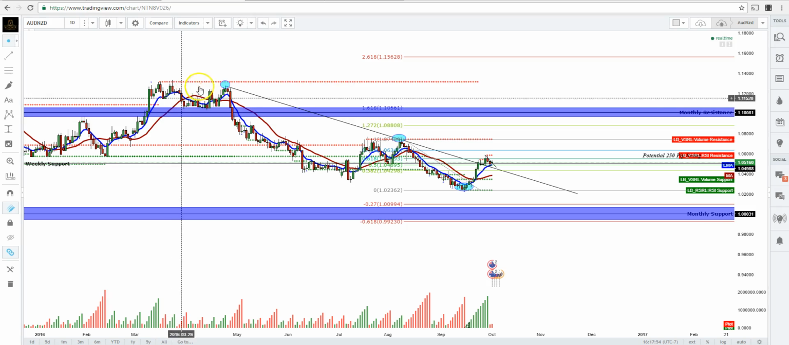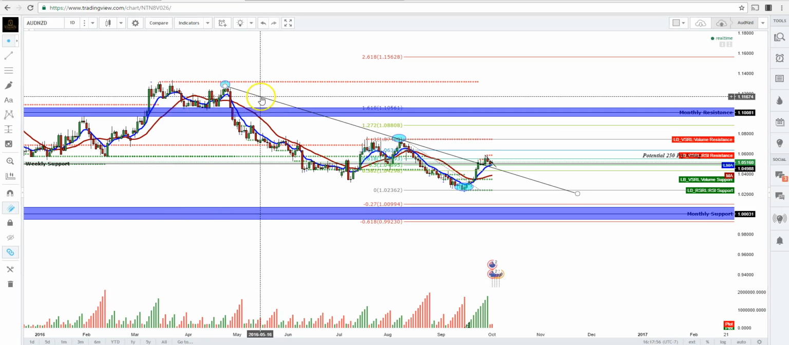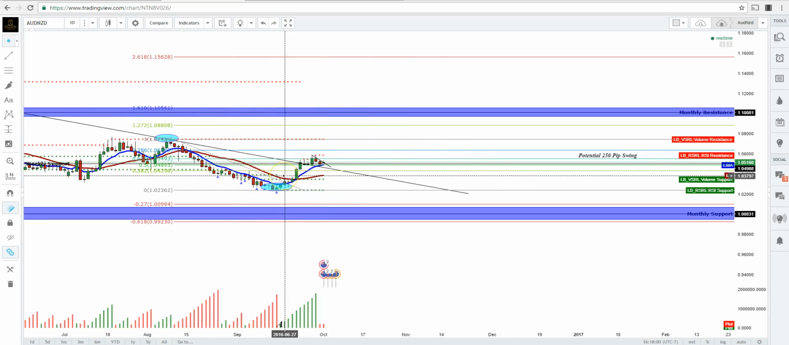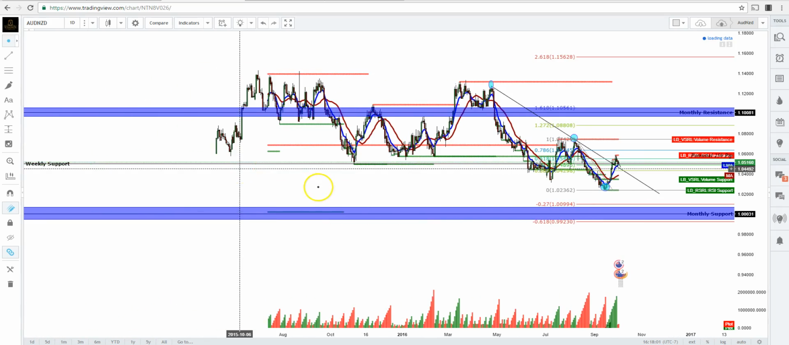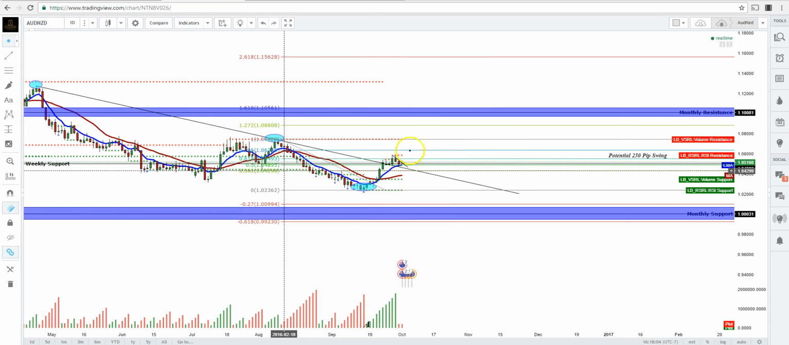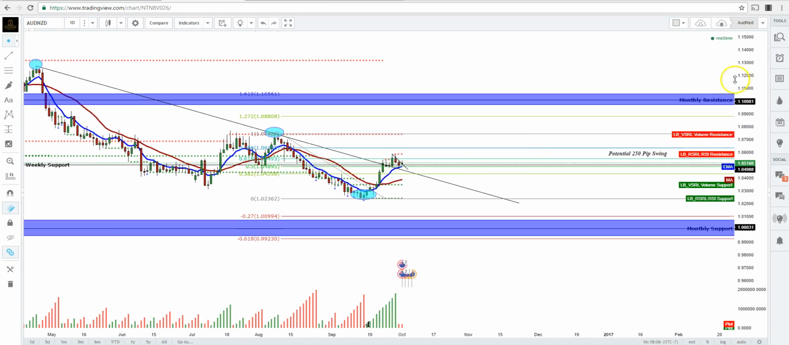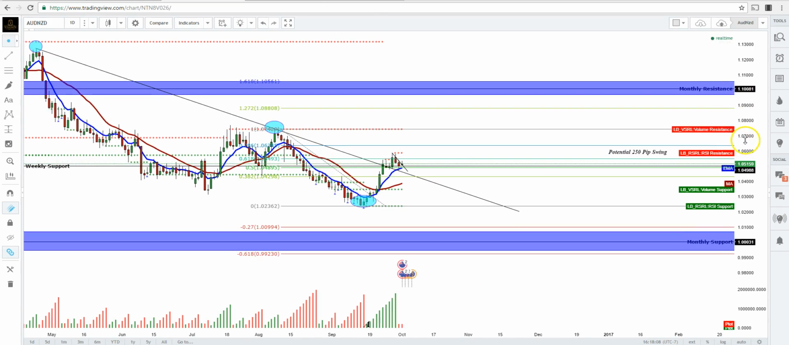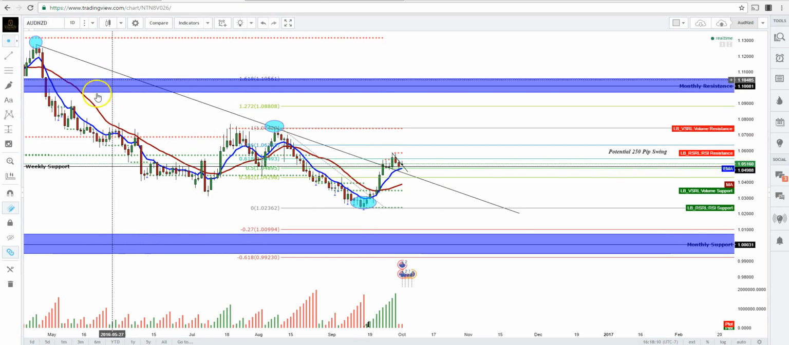So, the goal is definitely to find high probability setups in the foreign exchange markets, and to minimize risk and maximize reward. So today, what I'll be doing is going over the Aussie versus the New Zealand dollar.